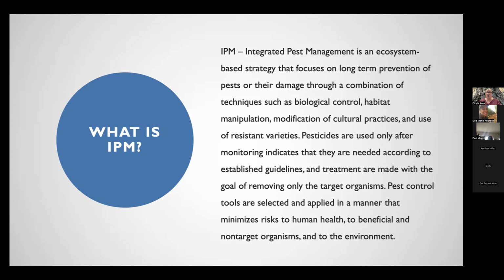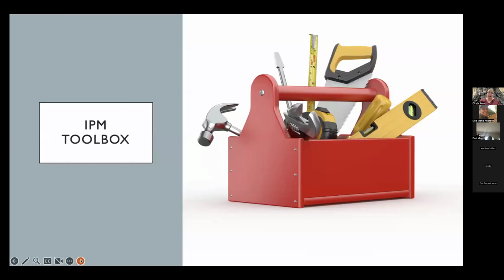And your goal is to apply something that is as specific as possible, that attacks that insect and not everything, if at all possible. Pest control tools are selected and applied in a manner that minimizes your risk to human health, to beneficial and non-target organisms, and to the environment. So these are all taken into consideration when we try to come up with a plan of how to reduce a pest population and reduce economic damage.